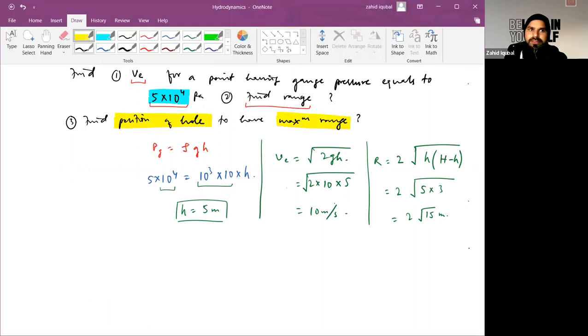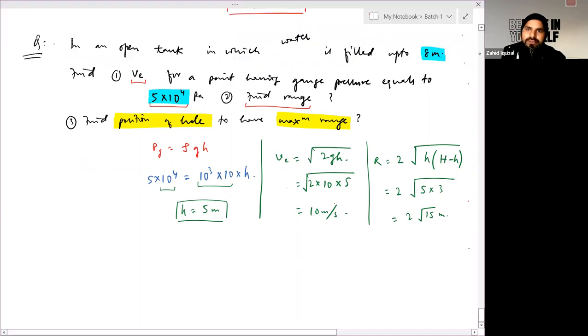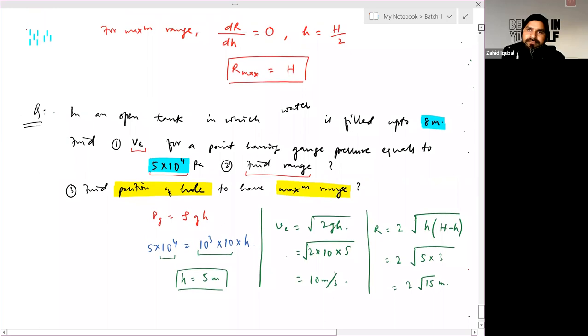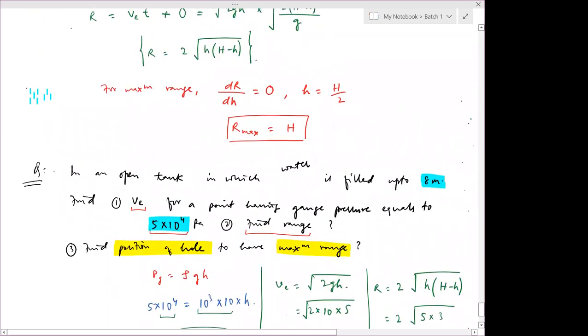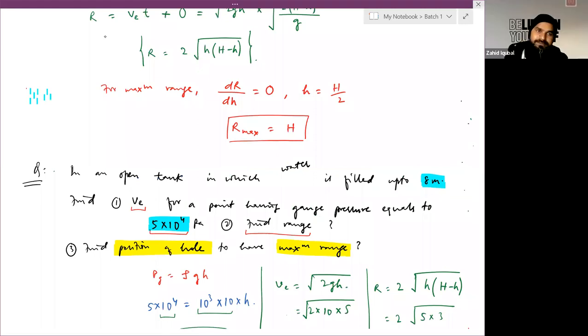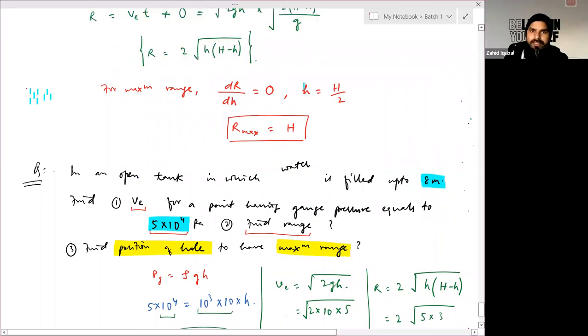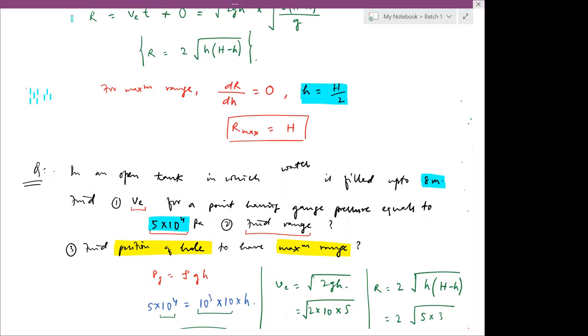Just tell me what is the height of the tank? Tank is 8 meters, right? Sir, 8 meters? Just use this condition. For maximum range, holes should be made at what point? At the midpoint of the height. So it will be 8 divided by 2. Is it clear? Yes, sir. So it will be 4 meters.